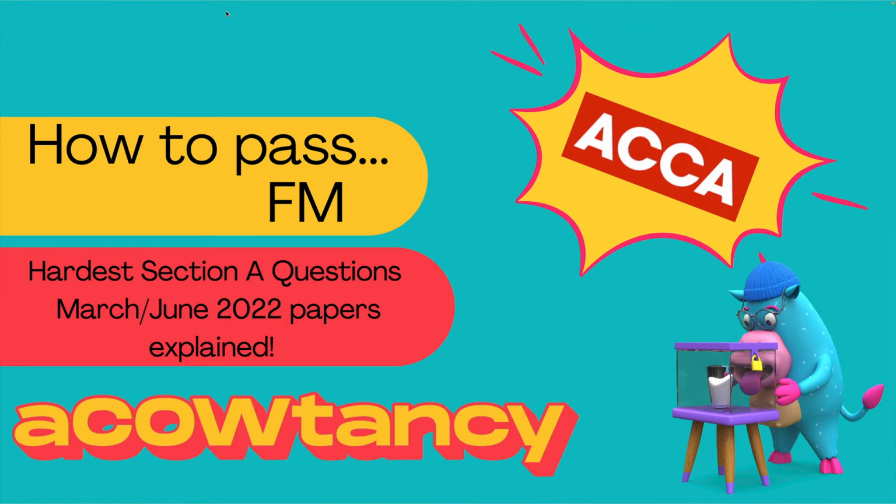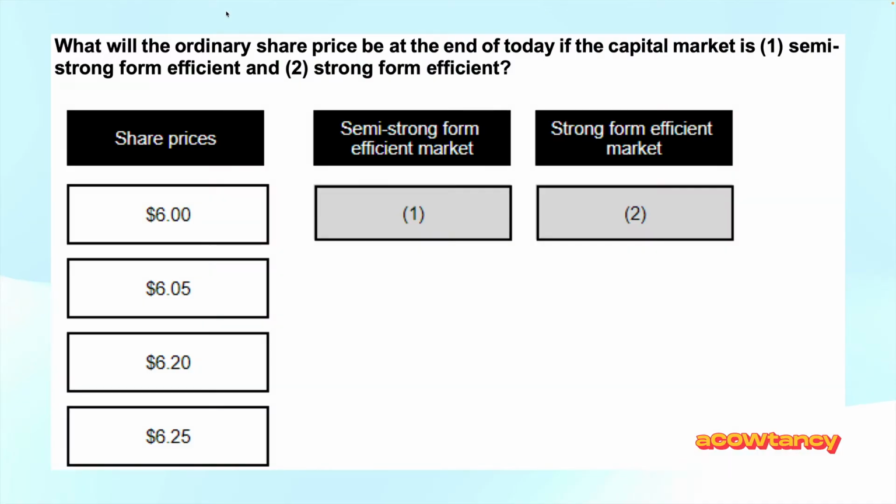Welcome everybody, then, to the hardest Section A questions from the March 22 exam for FM according to the examiner. Let's get straight on with it then. So the first question talks about semi-strong and strong efficiency of the market.